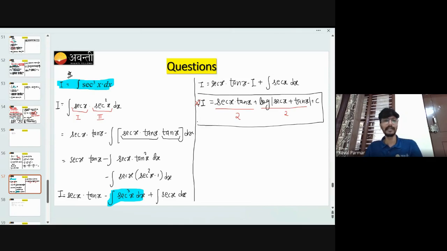The integration part is very simple, but this manipulation, to select which function is first and which is second, to write sec cube x as sec x into sec square x, is a very good manipulation. It is also obviously from NCERT. There are some very good questions from NCERT. So before directly jumping into your modules, you first need to thoroughly solve NCERT.